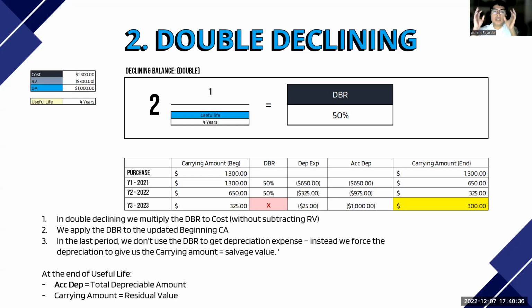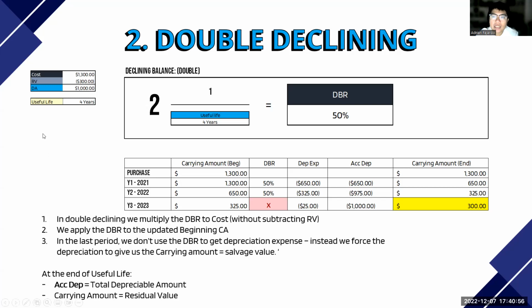Again, depreciable amount will never be used or is never important in double declining. Last, depreciable amount, which is super important for us in straight line, will never be used in double declining. Ang importante sa atin in double declining is our DBR, or our declining balance rate.